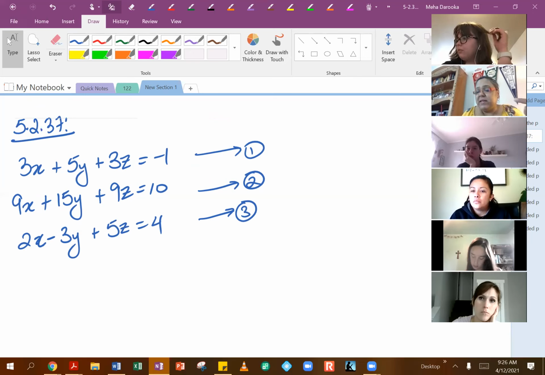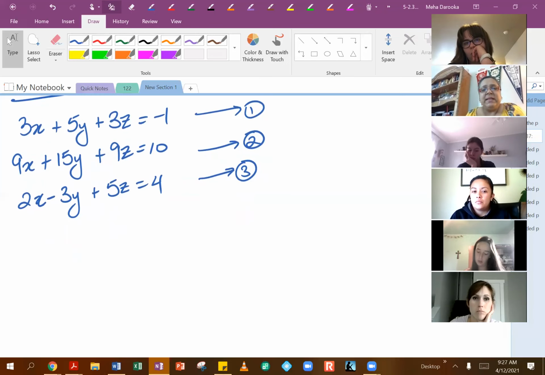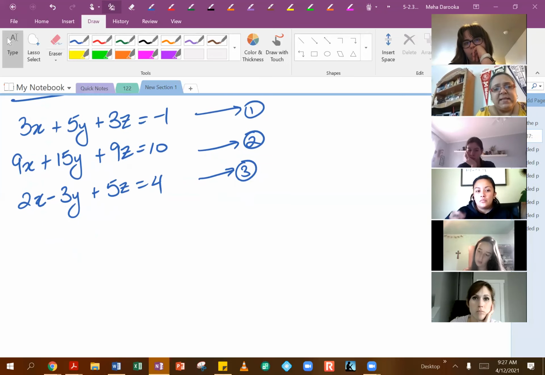But if you look at the y variables, you've got 5, 15, and -3. You can see the y value has a negative number in front of it, which helps us with those opposite signs. Now it would just be a matter of getting the same numbers with opposite signs so that you could cancel that out. So I am leaning towards eliminating y in this case.